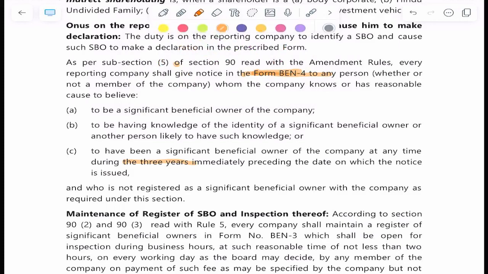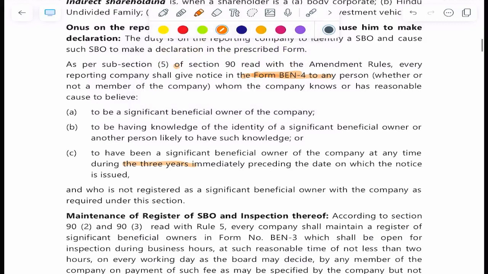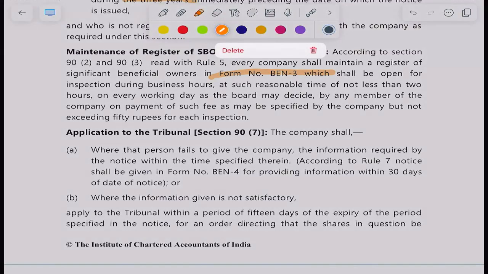Maintenance of register of SBO and inspection thereof. According to section 92 and section 93, read with rule 5, every company shall maintain a register of significant beneficial owners in form number BEN-3, which shall be open for inspection during business hours, at such reasonable time of not less than 2 hours on every working day as the board may decide, by any member of the company on payment of such fee as may be specified by the company, not exceeding 50 rupees for each inspection.